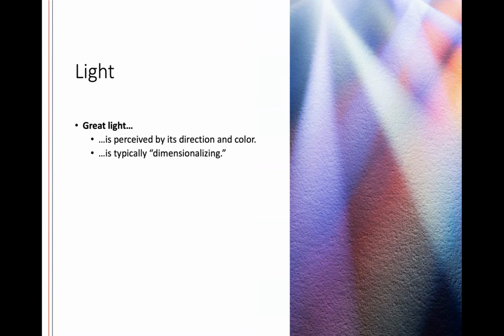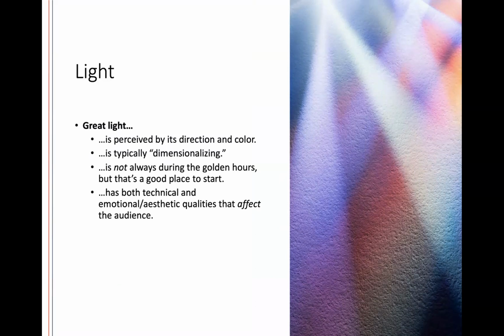So when it comes to light, great light really depends on a few things. One of them is it's perceived by its direction and color. If you didn't know, each light has its own temperature or color that is associated with it. It is dimensionalizing in the way that it brings depth to visuals. There's not always one good time or type of light, but a lot of people really like the golden hour to take photos or to film things because it has a very warm feeling to it. And light has both a technical and emotional aesthetic quality that really impacts your audience and you.